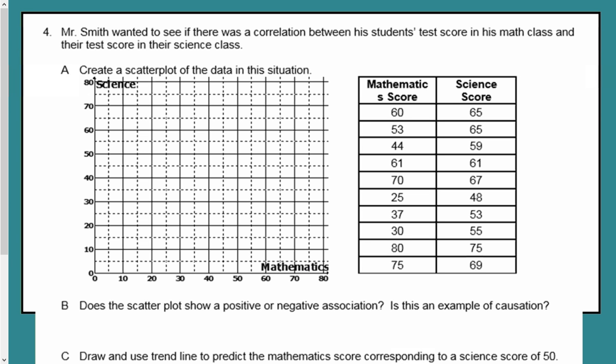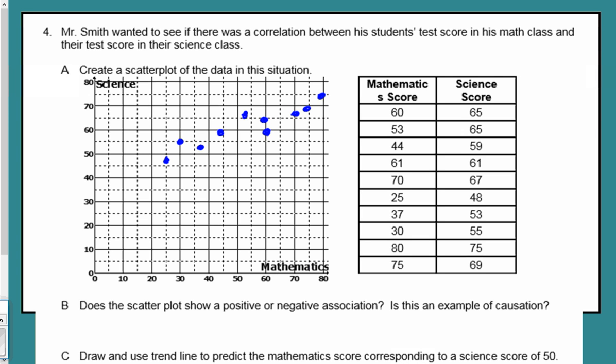Alrighty, so here we go again. We have a graph where Mr. Smith wants to see if there's a correlation between his students' test scores in math and their test scores in science. So we're going to start just by putting all these points on the graph. I'm going to go ahead and pause my video while I do that. Feel free to pause this video while I do that so that we can both get back together once we've graphed our points.